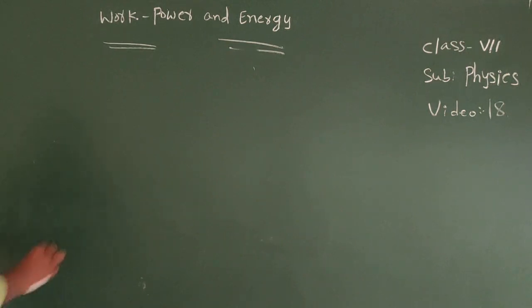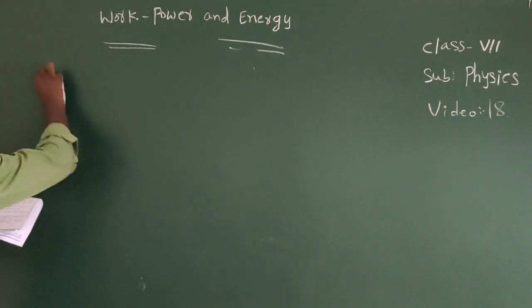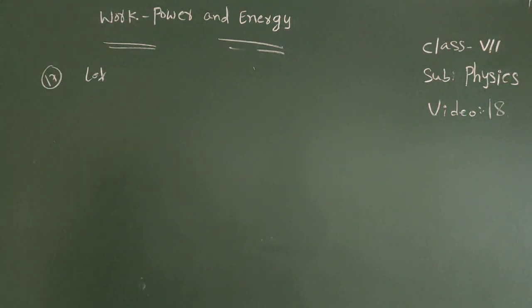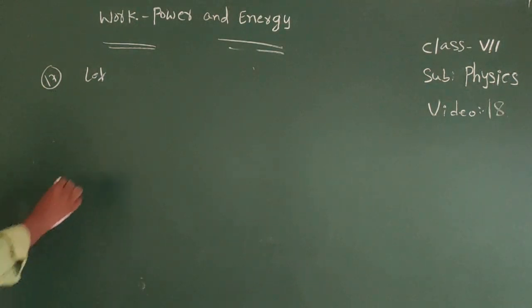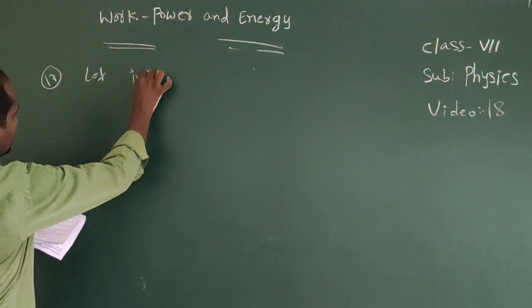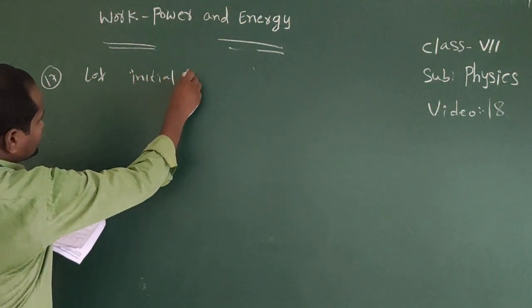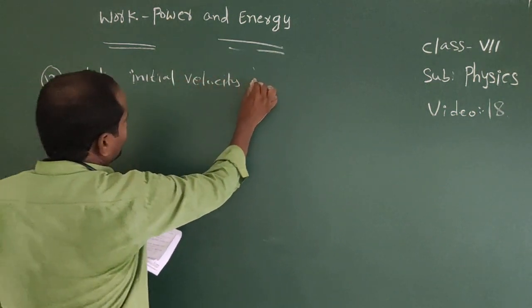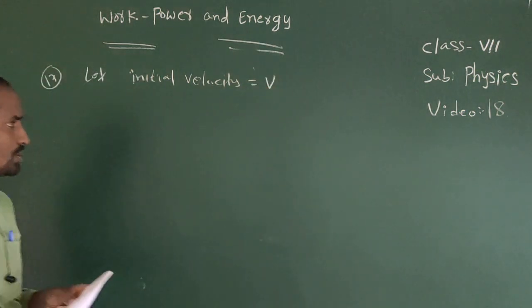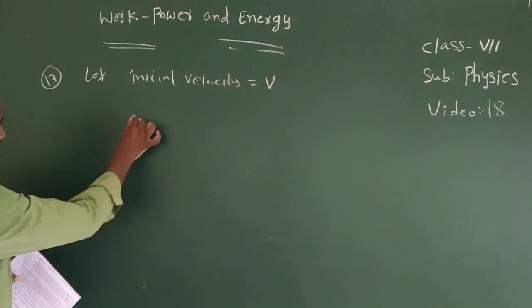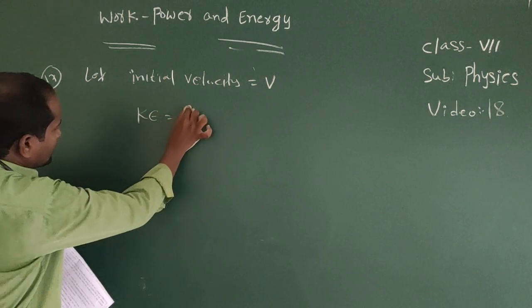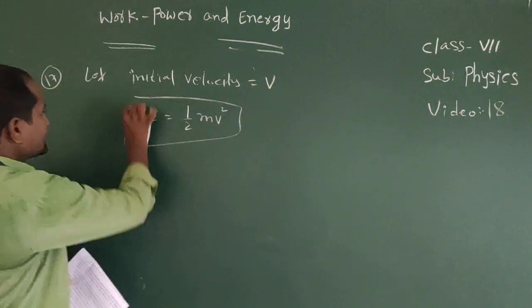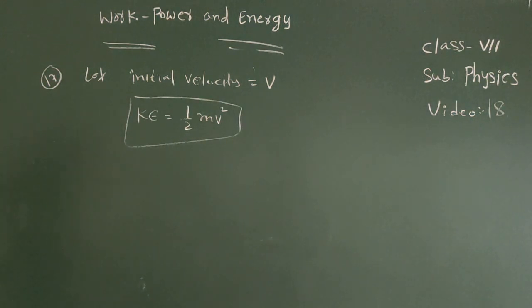Let the initial velocity equal V. Now kinetic energy K equals half into M into V square. Kinetic energy equals half into M into V square.